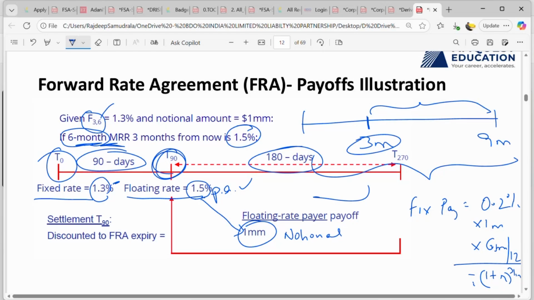Now let's say a floating rate payer. Answer, what will it be? If you were a floating rate payer, then what will be the payoff? A floating rate payer will have to pay 0.2% of 1 million. Very good. You could just say the answer is minus, because the fixed rate payer gives the money to the floating rate payer. So it's the exact opposite of that, 0.2%. That's how it works.